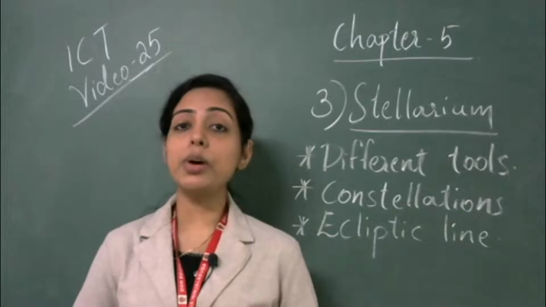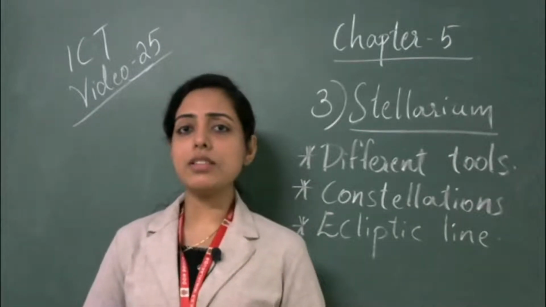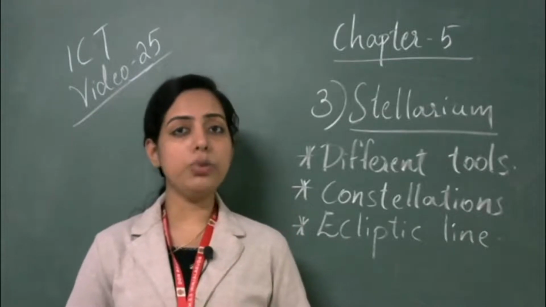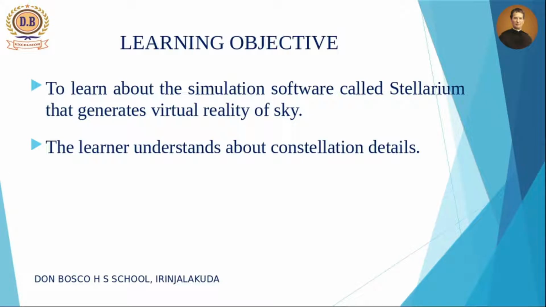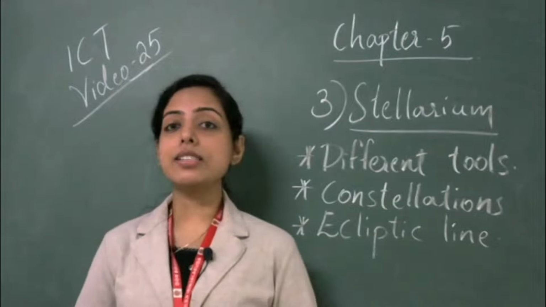So we are moving to astronomy, science. By the end of this class, you will be able to learn about the simulation software called Stellarium that generates a virtual reality of the sky in order to view the stellar objects. And also the learner understands the details of different constellations. So these are the three main activities in Stellarium software.